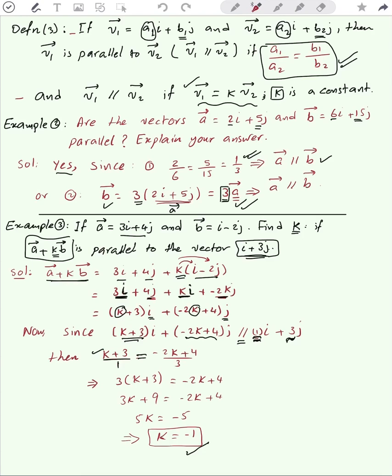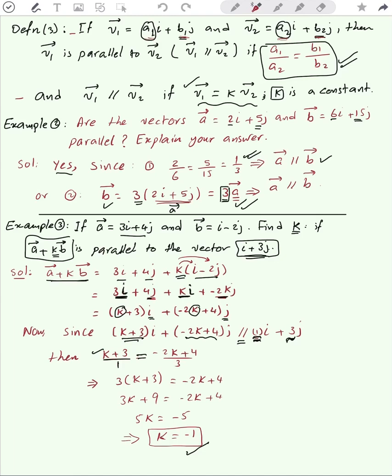The third definition for today and the last one: V1 is a1i plus b1j, and V2 is a2i plus b2j. Then V1 is parallel to V2 if the ratio of the i components is equal to the ratio of the j components. In simple language, we divide the coefficients of i: a1 divided by a2 is equal to b1 over b2. Then the two vectors are parallel.